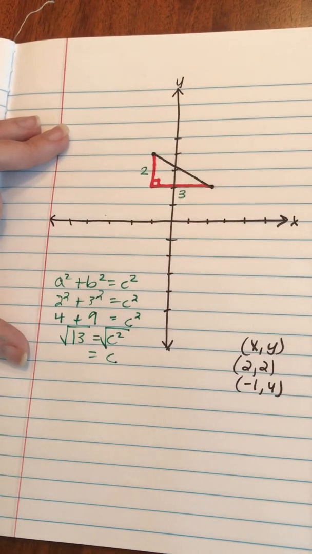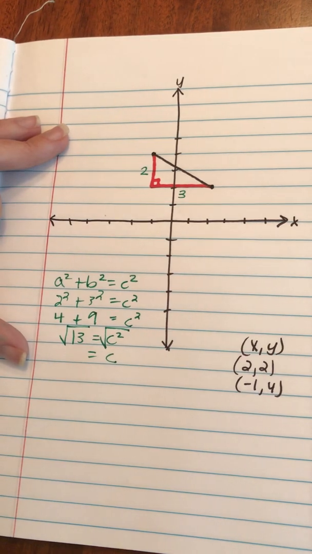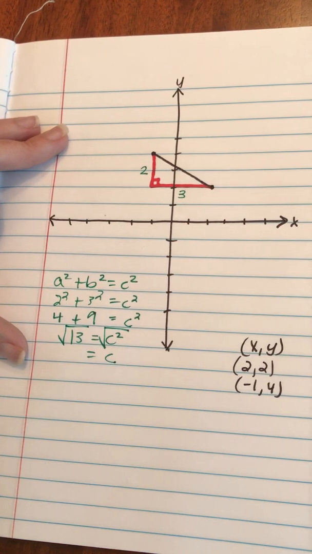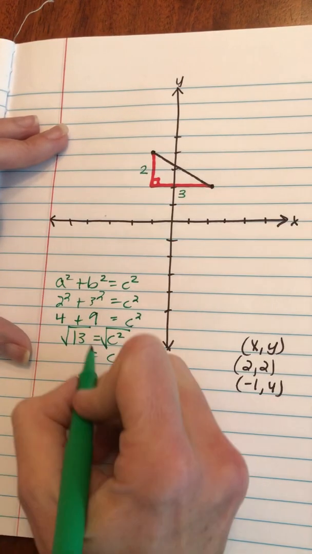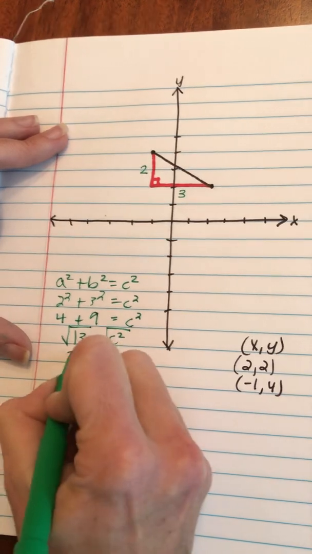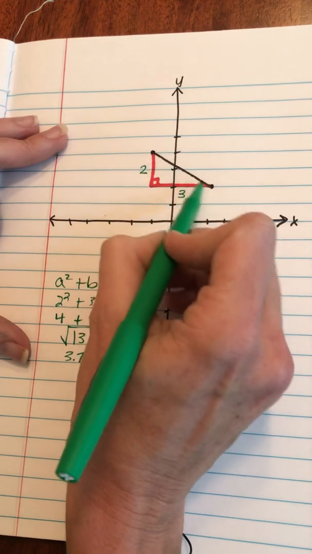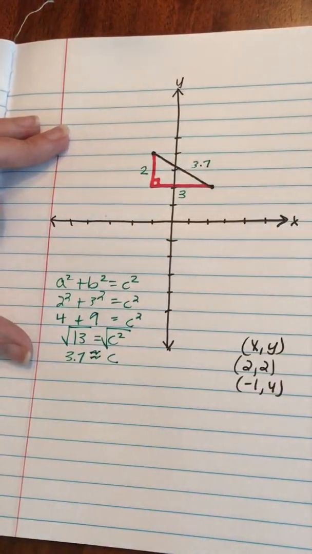I don't have my calculator with me because I'm using my phone and I can't stop the recording to check it. So I know 3 times 3 is 9, and that's not enough. And 4 times 4 is 16. That's too much. So somewhere between 3 and 4, 13's a little bit closer to 16, so I'm going to go with maybe, let me change that to a squiggle, maybe 3.7. So the approximate distance of this line segment is 3.7 units long.